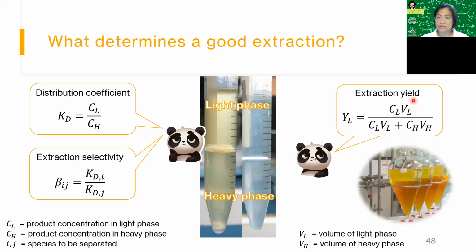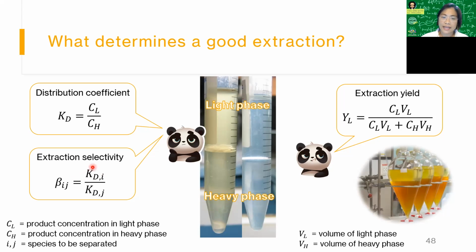So basically the extraction yield is the mass that you get from the product phase, in this case the light phase, divided by the whole initial amount that you start off with. So the higher your extraction yield, the better your extraction is. Okay. Another term is the extraction selectivity.